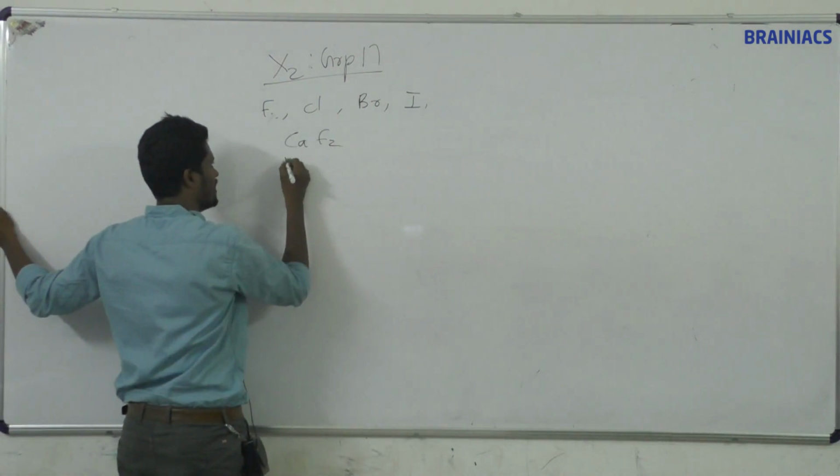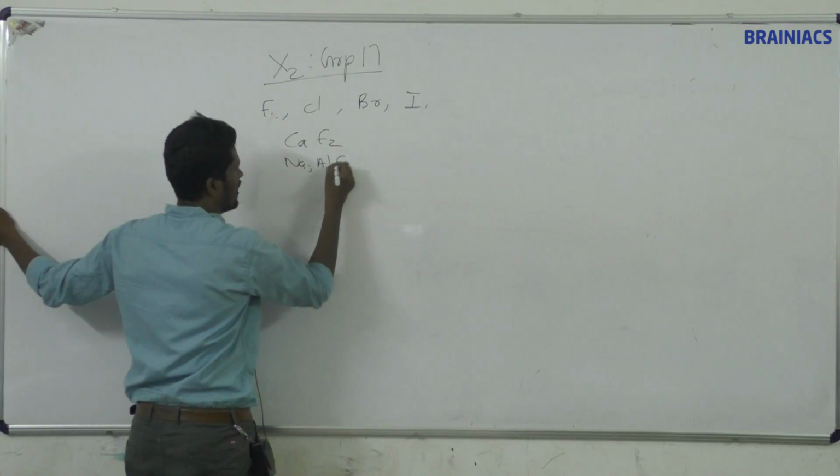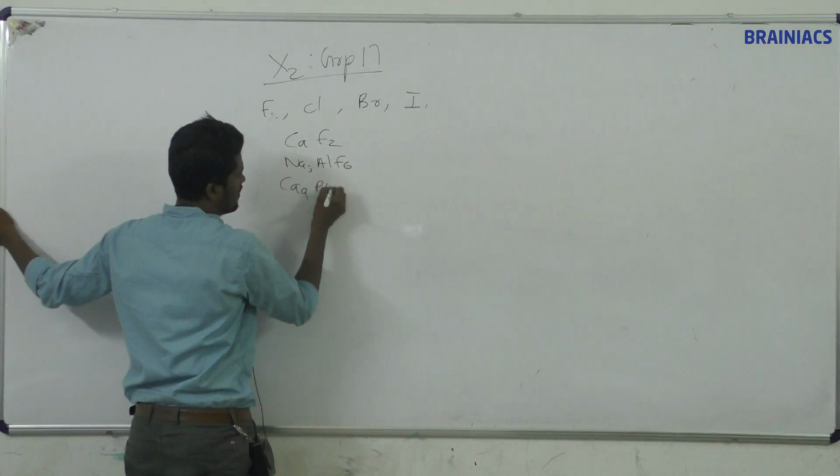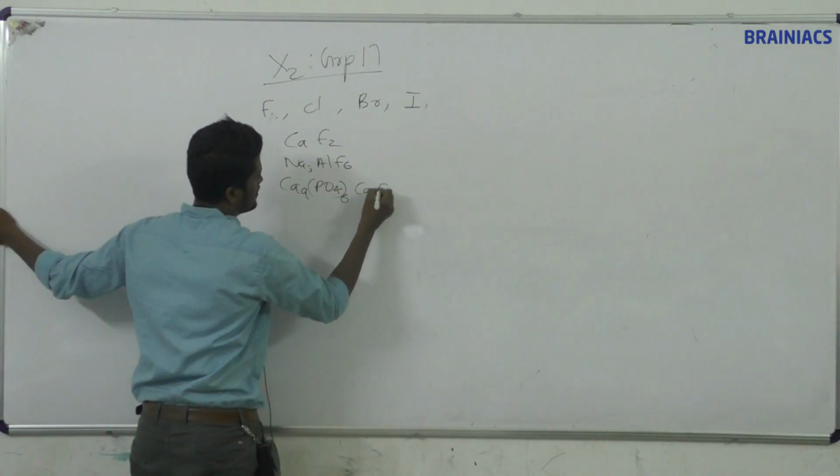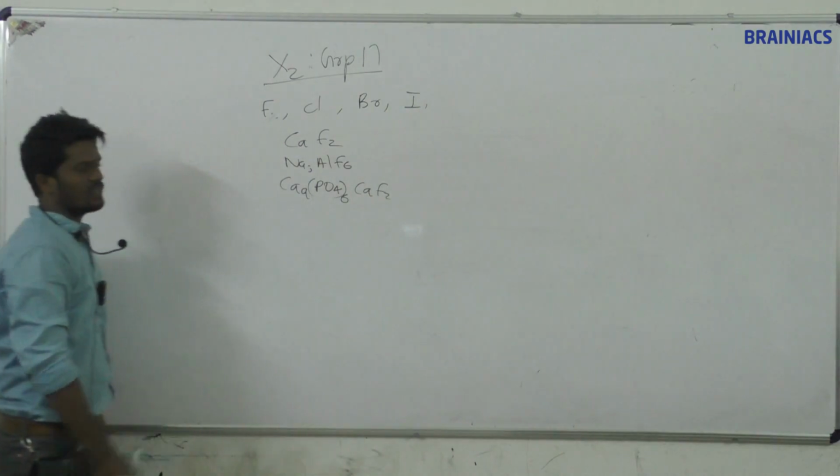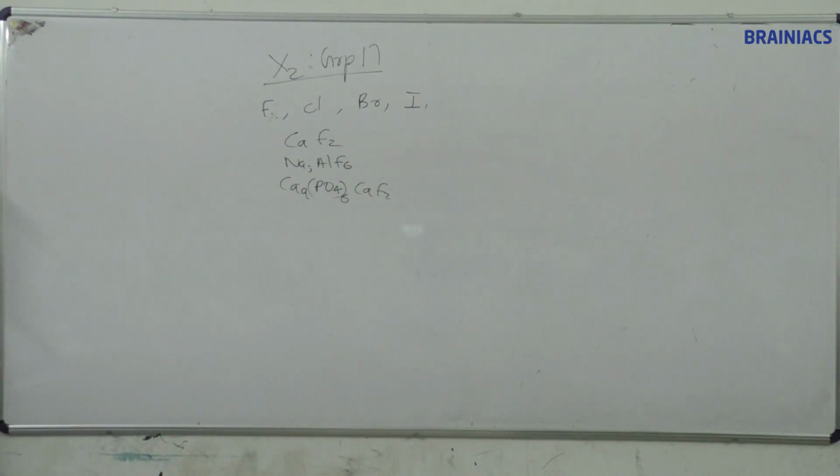CaF2, Na3AlF6, Ca9(PO4)6·CaF2. What is CaF2? Fluorspar. What is Na3AlF6? Cryolite. What is Ca9(PO4)6·CaF2? Fluoroapatite.